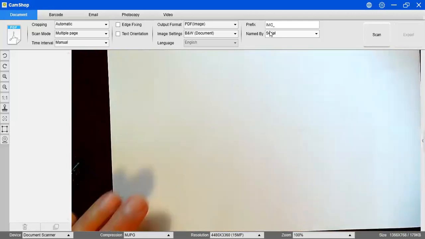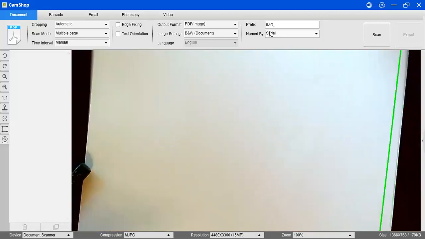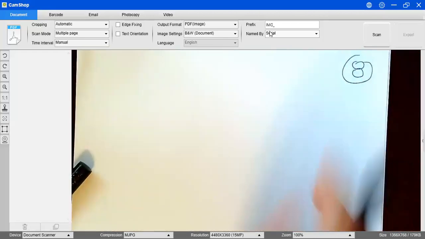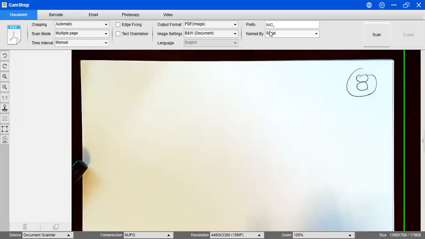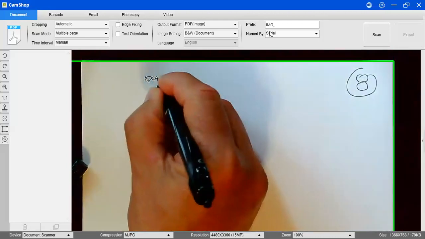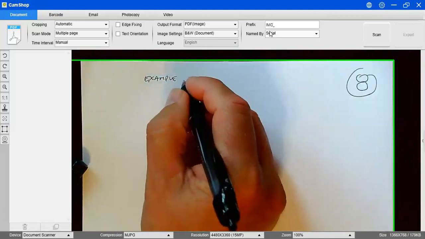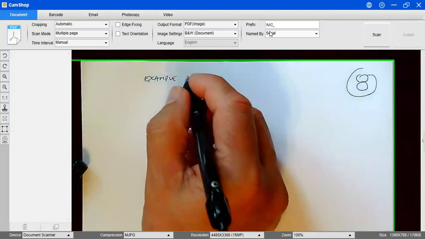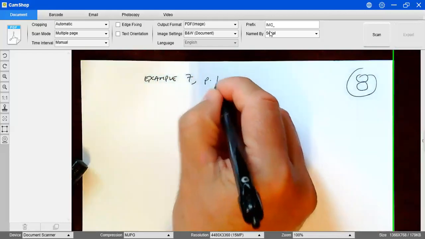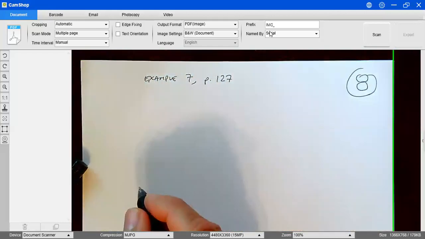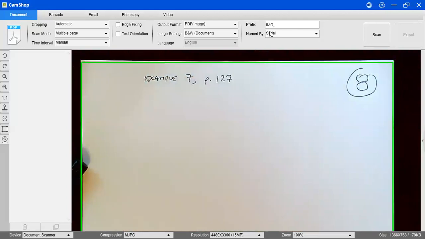So we have one more problem. This is example 7. What we are doing now is just a preparation for the next section, because the next section is going to cover everything that we covered in the first two sections and a little bit more. So we have example 7 on page 127, sorry.